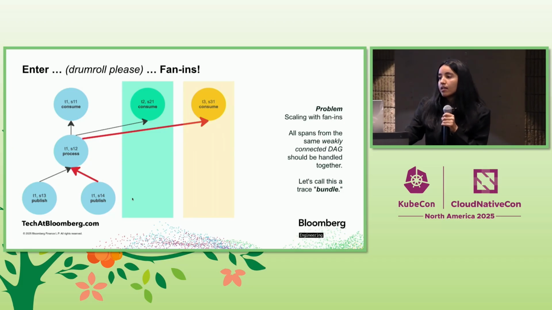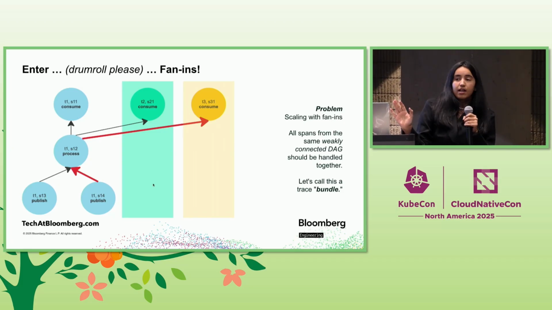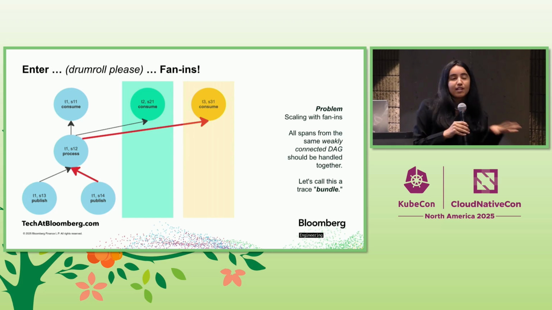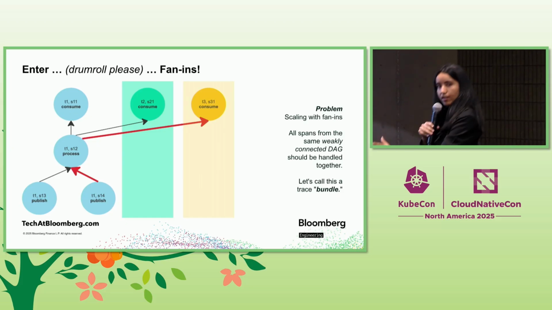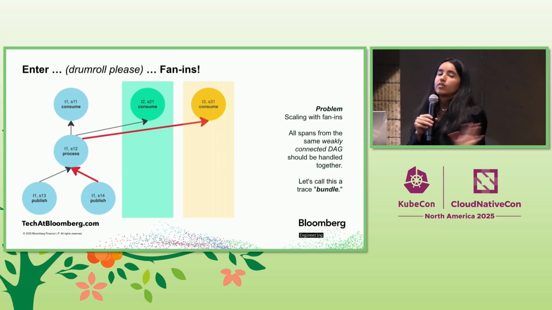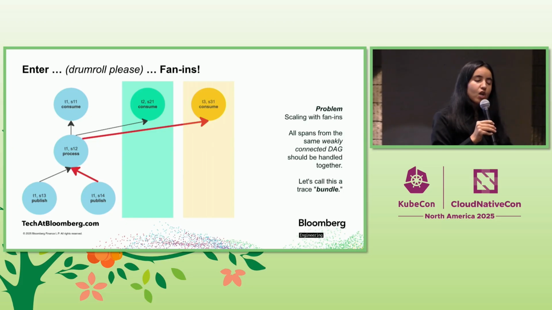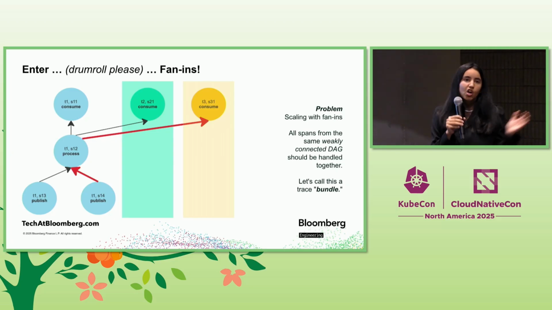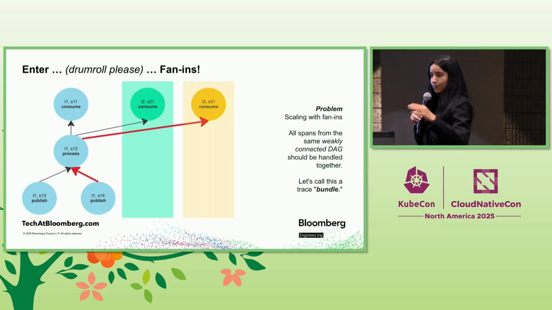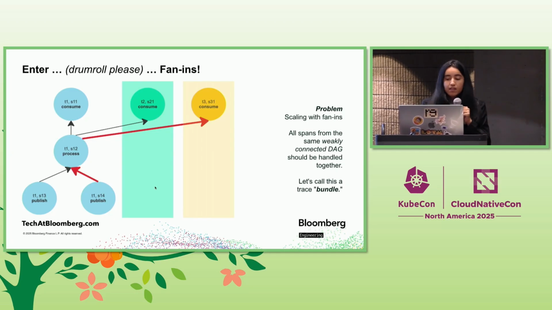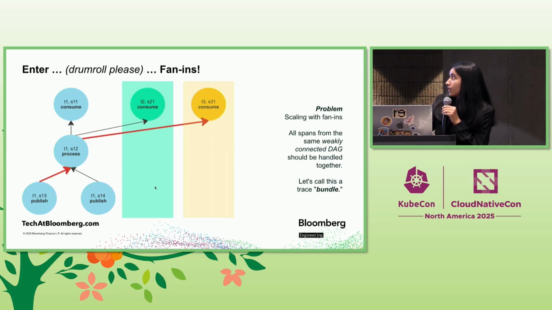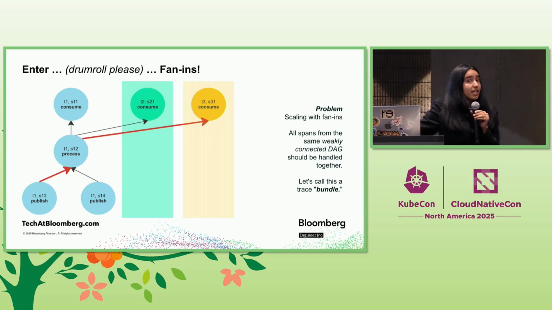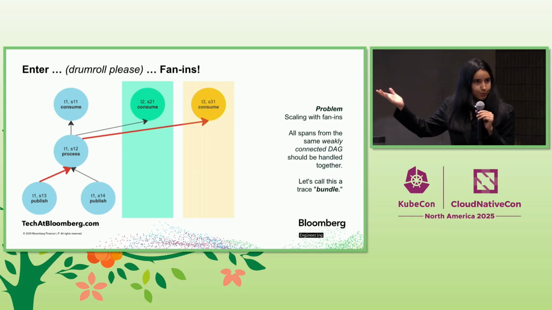And that's why, if you're a graph theory nerd, what we need to ensure is that all spans from the same weakly connected directed acyclic graph end up together. For the rest of this presentation, I will just call it a trace bundle. So all interconnected traces, trace bundle. So now this path, we want the latency for. This is a valid path. That as well, and so is that. So that's the problem we're trying to solve now at scale.